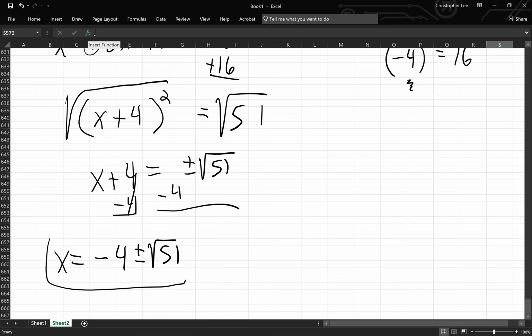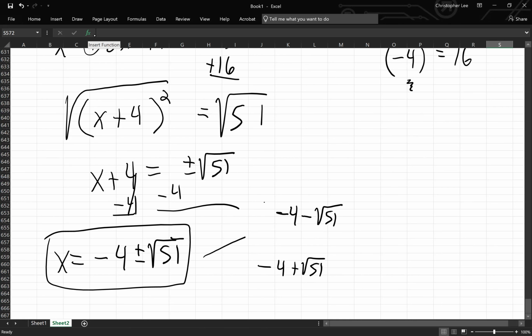So I have x is equal to negative 4 plus or minus square root 51. All right, I will take that answer. If you don't want to give me an answer like that, you want to split them apart, that's okay as well. So I will accept negative 4 minus square root 51 and negative 4 plus square root 51. That is acceptable together as well as an answer if you want. All right. Questions on this?